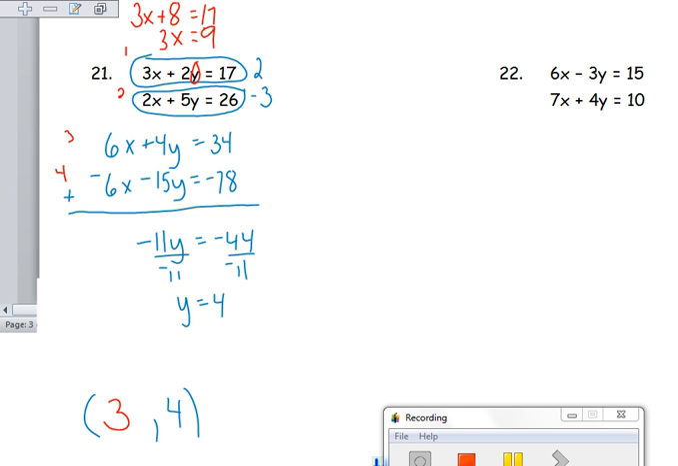Your assignment today is going to be to finish the worksheet. Make sure you show your work. This concludes our lesson.